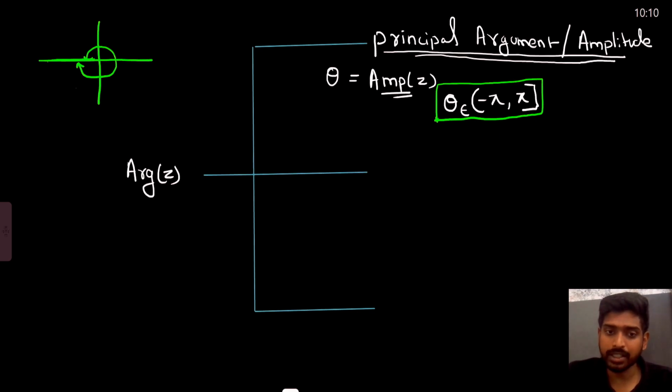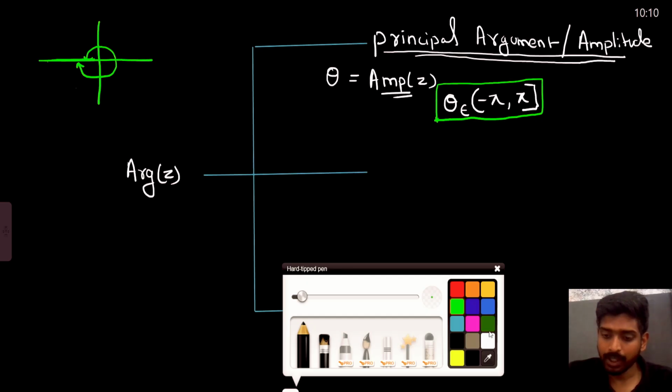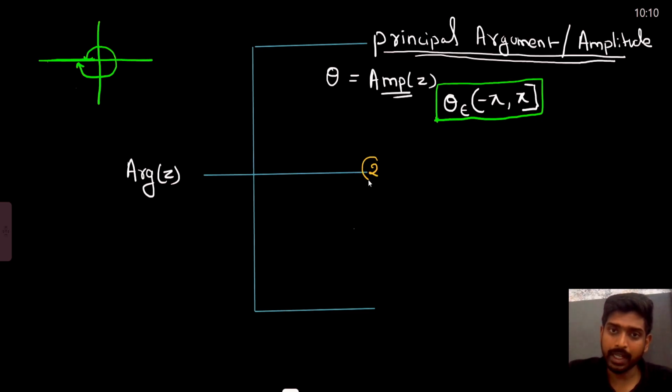Got it? Now next is general argument. They might ask the general value of argument.